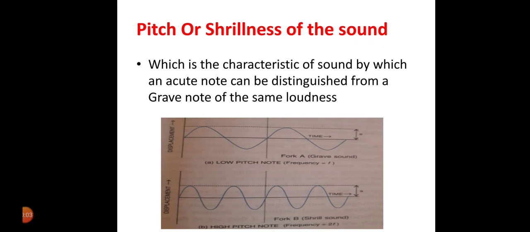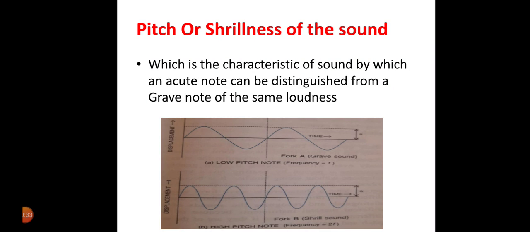Okay, the next characteristic of sound is pitch or shrillness of sound. This is the characteristic of sound by which an acute note can be distinguished from a grave note of the same loudness. Now, what is this acute note and grave note? Take an example of the sound produced by tabla and violin. Now, tabla is having a low pitch sound and violin is having a high pitch sound.